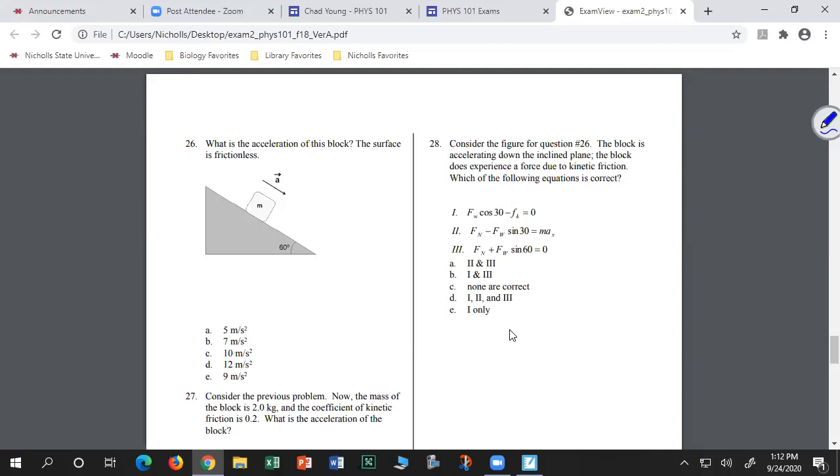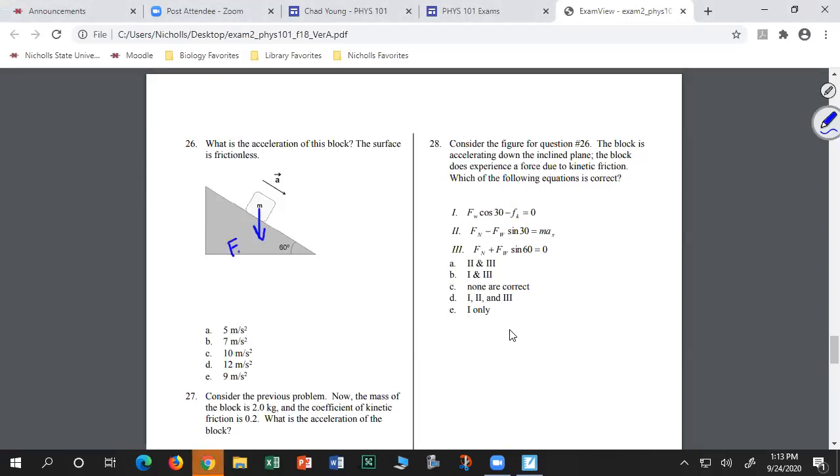Okay, so what is the acceleration of this block? The surface is frictionless. That means it's a lot easier. Look, I don't give you the mass of the block, and that might sort of throw you for a loop, but let's just continue on, trust in the process, those 4 steps, and then we'll see that the mass doesn't really matter. So I'm going to draw my forces.